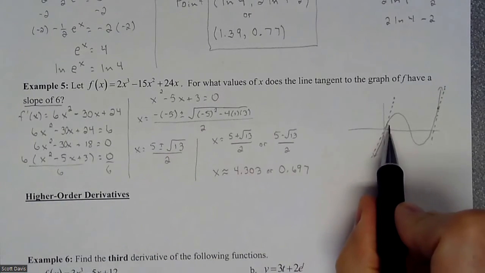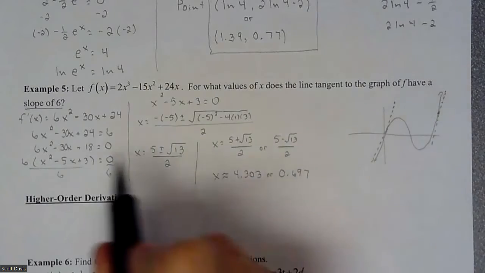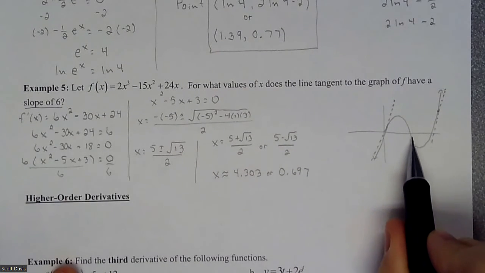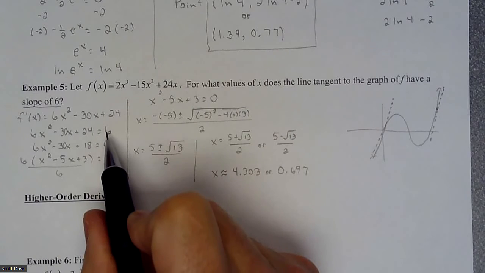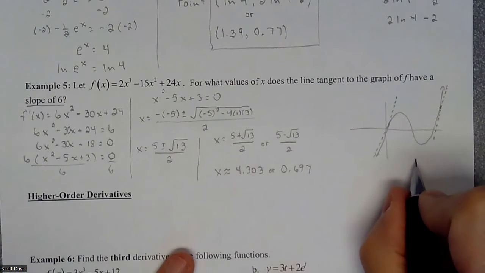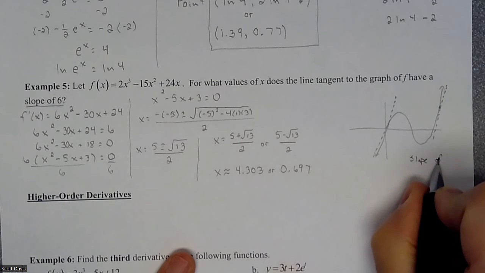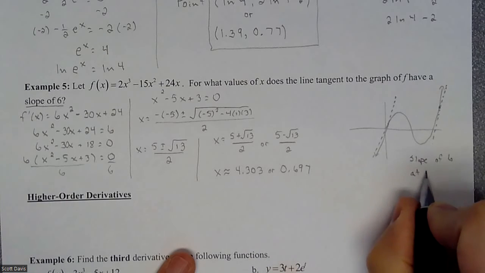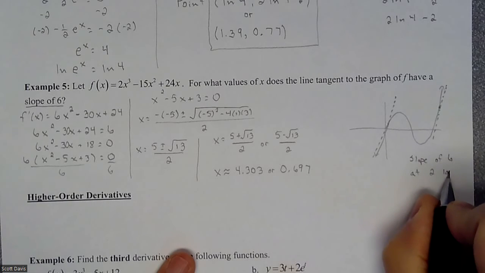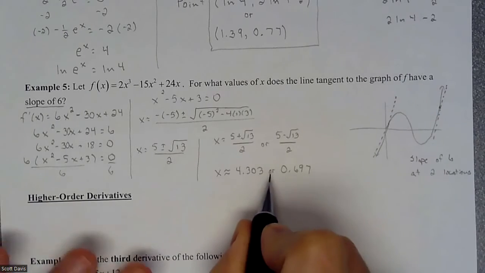So could we have 2 points that have a positive 6 slope? Absolutely. If this was a negative 6, then we probably would have only one somewhere inside of there, but that would be us setting it equal to -6 and having a different answer. But is it possible for 2? Yes. So a slope of 6 at 2 locations. And so that's why we're getting these 2 answers.